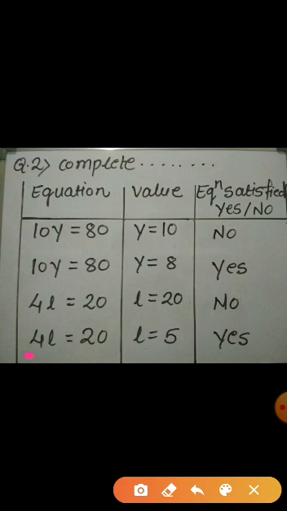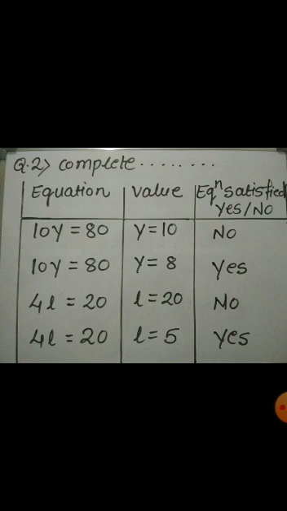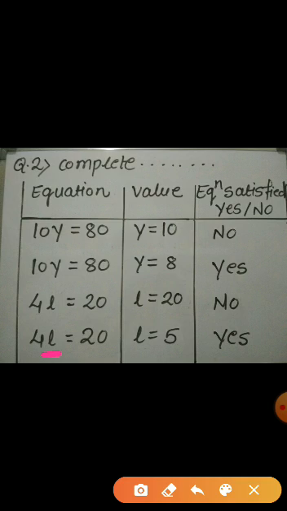Now again we have the same equation, but this time the value of the variable is 5. Now if you substitute l is equal to 5 in the given equation, what will you get? 4 into 5, 20. Now this time the value of the variable l is equal to 5 satisfies the equation. So we have to write down yes in the third column.